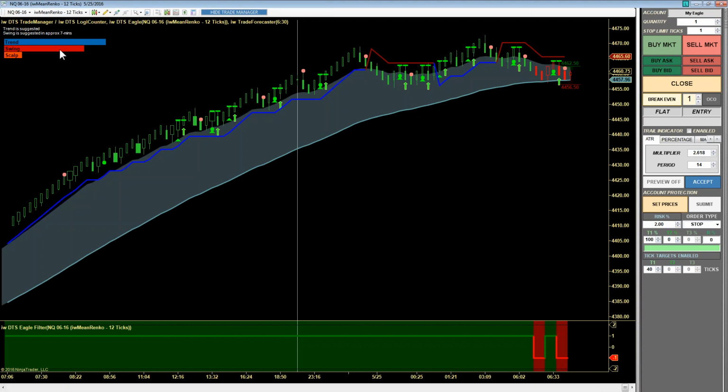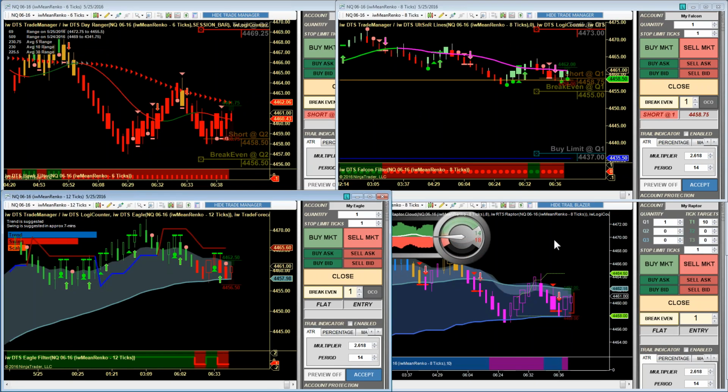This tool here, this is another one of the system add-ons that you can use in any chart. This is called the Trade Forecaster. And what the trade forecaster does, it tells you what the current market environment is and what the next one is most likely to be. So we've got currently trend mode for about another 7 minutes, after which time we're going to enter swing mode. So things likely to get a little bit choppier here as the morning progresses.